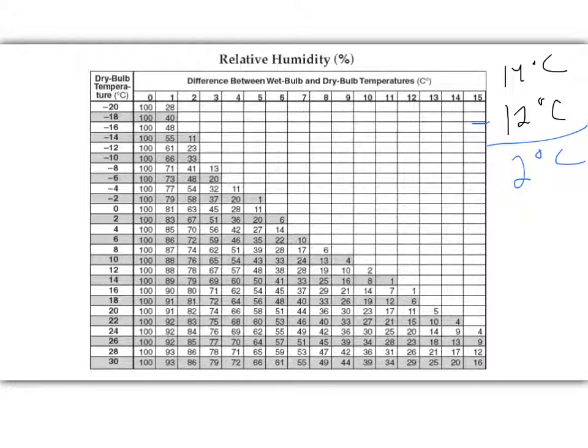Then you're going to go to the dry bulb. Once again, it's in the upper left-hand corner. Then you go down to the variable that we have, which is 14 degrees. Then you're going to go to the difference, which once again is at the top here. You're going to go to the difference of 2, which we found. You're going to go down, and you're going to go over, and where they intersect is going to ultimately be 79%.